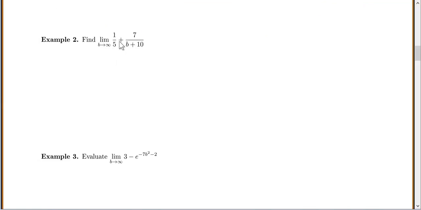So let's find the limit as b goes towards infinity of 1 over 5 plus 7 over b plus 10. When I do these, it's not technically correct. You're not really supposed to write infinity in your calculations, but we can do it just to get an idea of what's happening. So this is going to be like 1/5 plus 7 over infinity plus 10. Now, if you have infinity plus 10, that's basically going to be like infinity, right? And if you have 7 divided by infinity, that's going to go to 0. Even though 7 is bigger than 1, if you still have 7 and you divide by really big numbers, it's going to go to 0. So this limit is going to be 1/5.